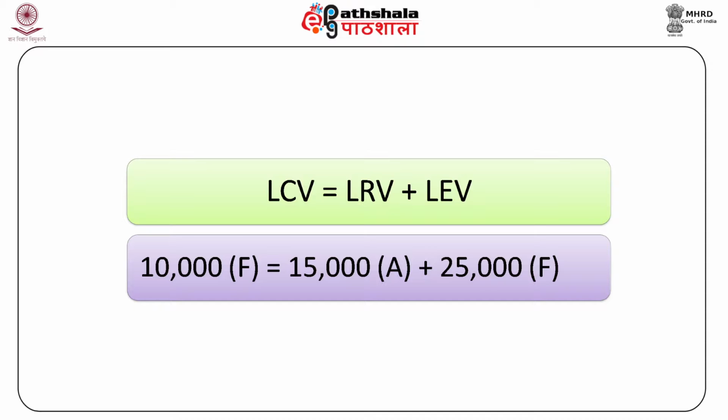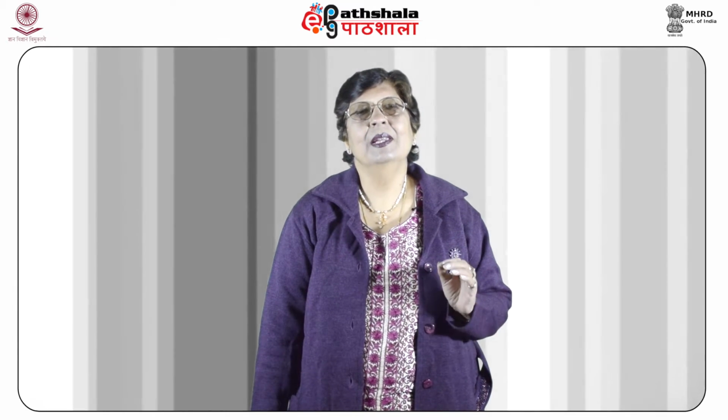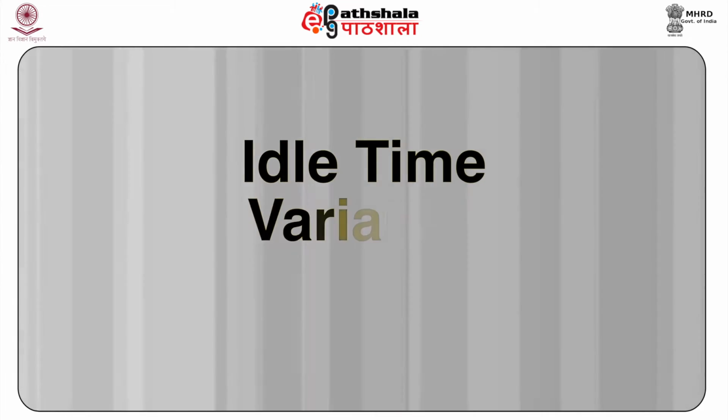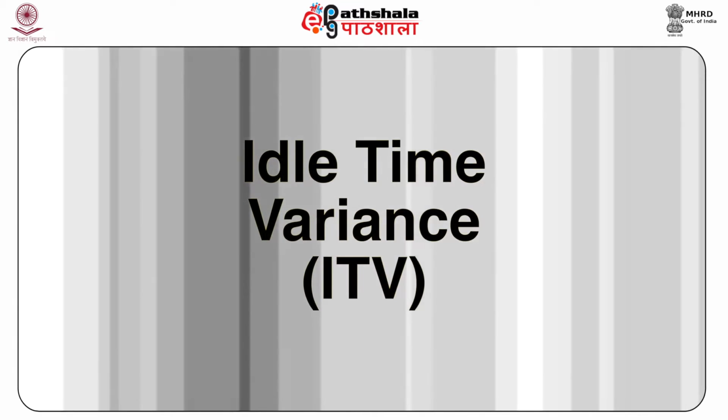Based on the figures we have got from the question, 10,000 favorable is equal to 15,000 adverse plus 25,000 favorable, that equals 10,000. The labor efficiency or time variance is subdivided into idle time variance, labor mix variance and labor sub-efficiency variance. Let us consider these concepts one by one.